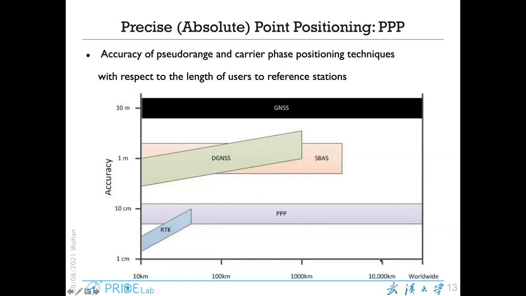You see, even if you are in the oceans where there are no nearby stations to provide correction data, you can still achieve about 10 centimeter level precision there. So this is very useful, which is why the PPP technique has been used by many scientists to do global network analysis.